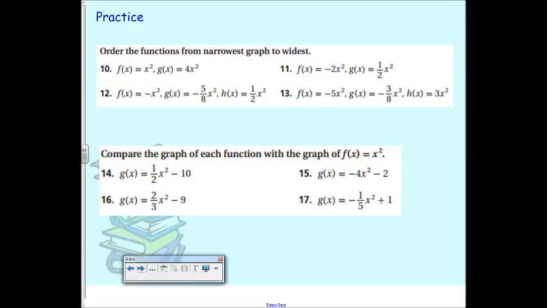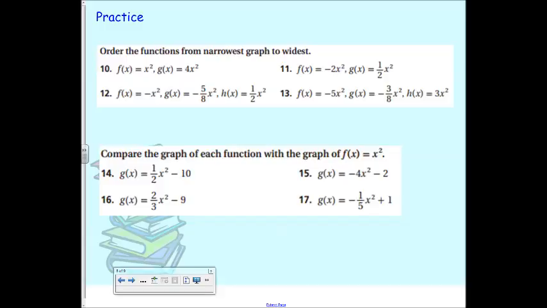Okay, so on your practice, for the first section, you're ordering them from narrowest to widest. Don't write the whole function, just write the letters. Okay, so f of x, g of x, f of x, g of x, and I think there's some h of x's. And then for the next one, you're comparing this graph to the graph of f of x. But again, don't graph them. Tell me if it's narrower, wider, and then if it moves up or down. Okay? So you're going to do all 8. Go.